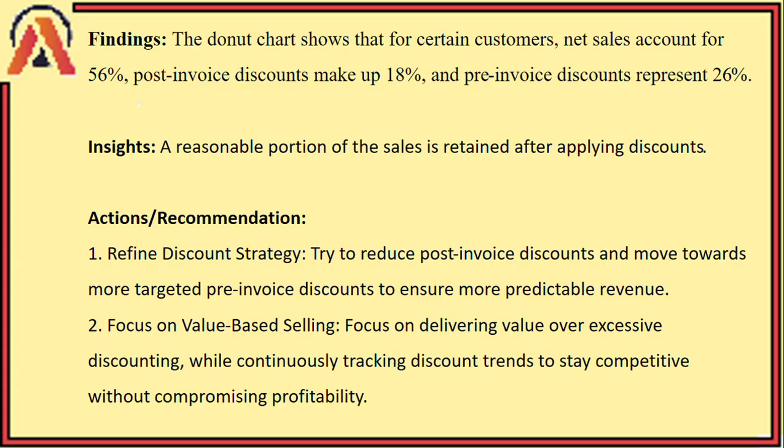From this, the donut chart shows that for certain customers, net sales account for 56% and the post-invoice and pre-invoice discounts represent the remaining amount. So we observe that a reasonable portion of the sales is retained after applying discounts. The immediate action would be to refine the discount strategy. We have to try to reduce the post-invoice discount and focus on value-based selling. But at the same time, we should track the discount trends to stay competitive without compromising on profitability.